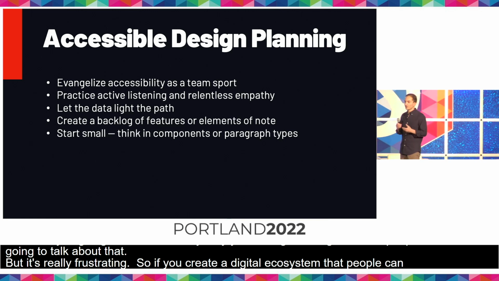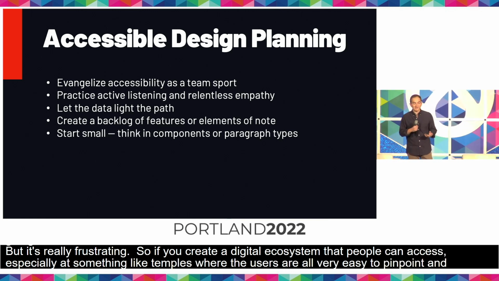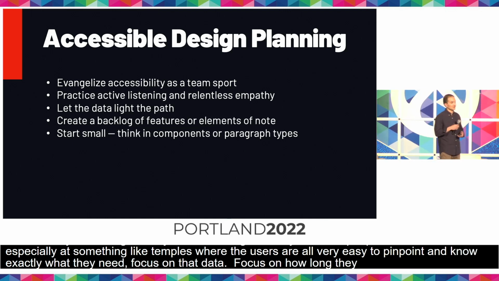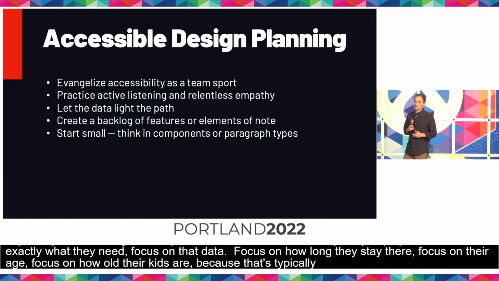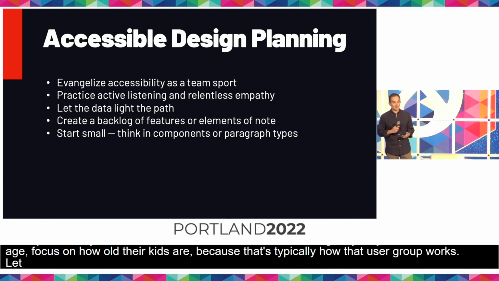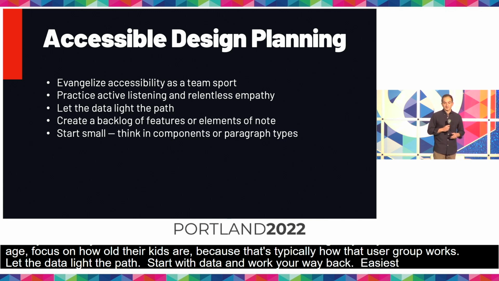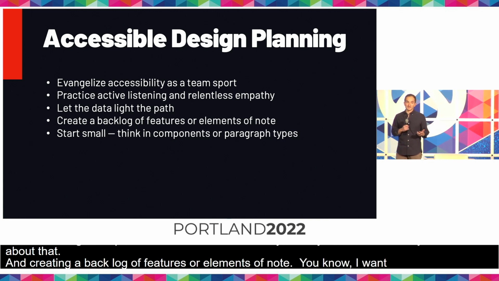where the users are all very easy to kind of pinpoint and know exactly what they need, focus on that data. Focus on how long they stay there. Focus on their age. Focus on how old their kids are, because that's typically how that user flow works. So again, let the data light the path. Start with data and work your way back is the easiest way I can talk about design planning. And creating a backlog of features or elements of note. I want to mention this, I should have said probably kitchen sink, right?